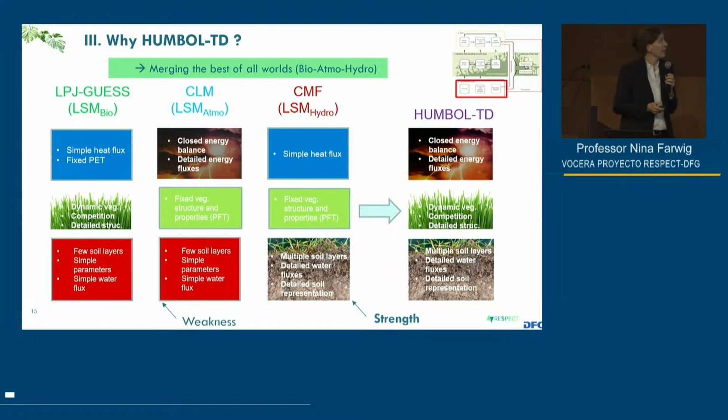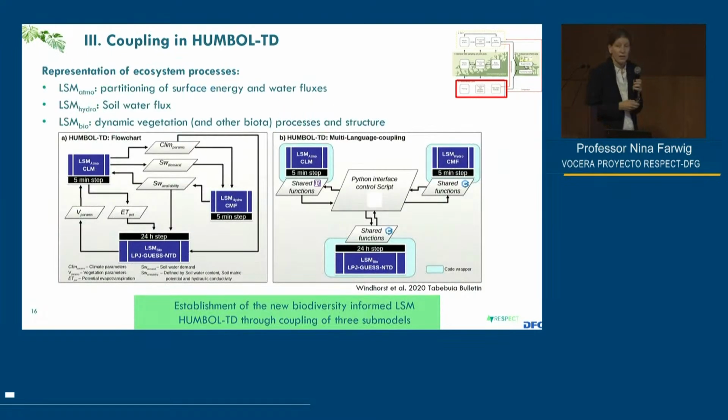And these three models regularly interchange their parameters, so the meteorological and hydrological parameters from the CLM and the CMF are calculated on a 5-minute basis, while the vegetation data is calculated on a daily basis. And so they interchange their variables.